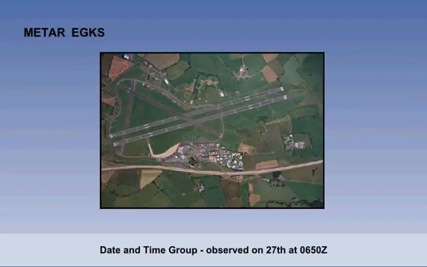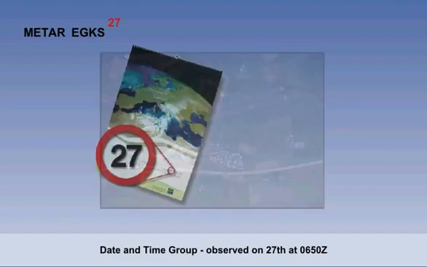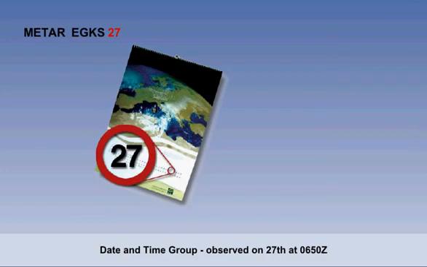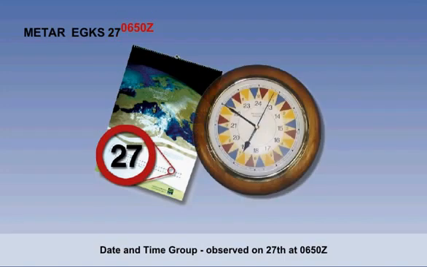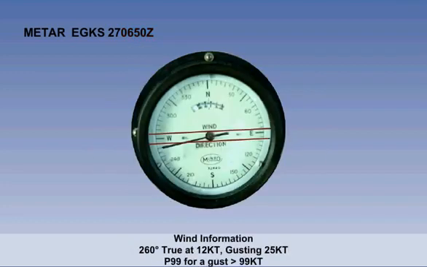The next group is the date and time of the observation. The first two numbers represent the date, followed by the time in UTC. Details about the wind appear next. Firstly, the direction, represented by 3 digits in 10-degree intervals. This is measured in degrees true.